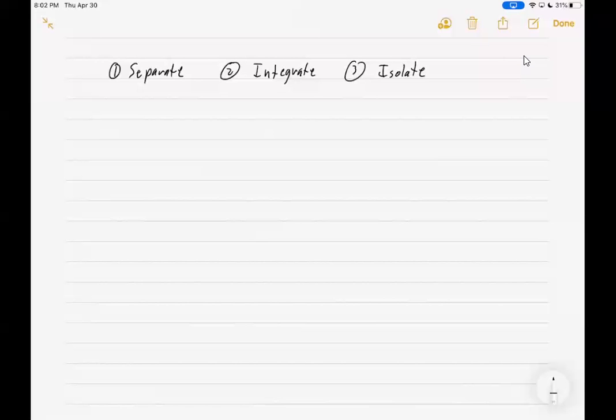Okay, so let's continue doing some problems. Remember, our steps are to separate, integrate, and isolate. So I think we're ready to do this far down. So what I want to do now is this problem. Let's say we had, I think this is example 6 now.